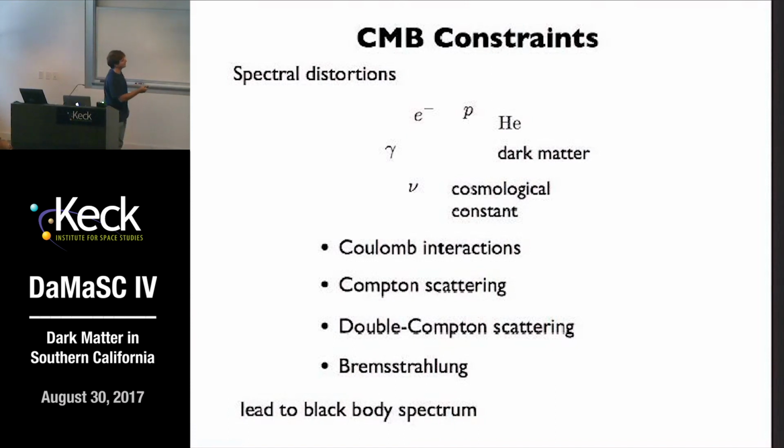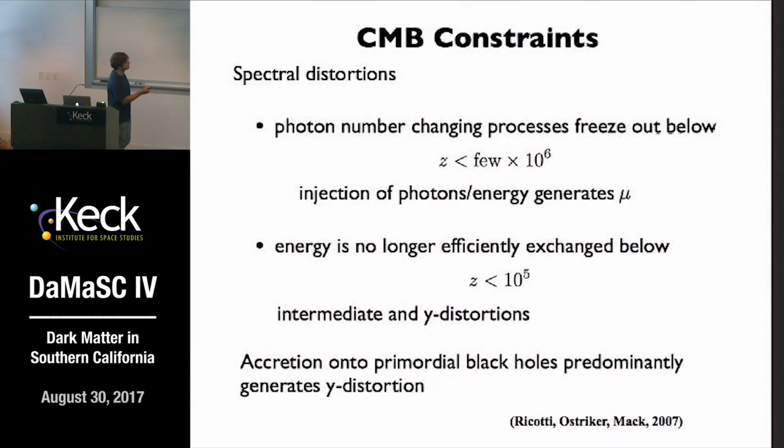Then you have Coulomb interactions between the charged particles, between the electrons and the ions, the nuclei. You have Compton scattering between the photons and the electrons, double Compton scattering, Bremsstrahlung. So you have effects that exchange energy and momentum efficiently, and that change the photon number. So you generate a black body spectrum at 10^9 Kelvin or so. As you run the movie forward, eventually some of these processes freeze out. The photon number changing processes freeze out at a redshift of about 10^6 or so.